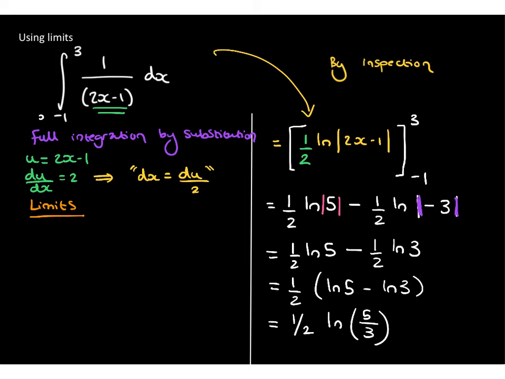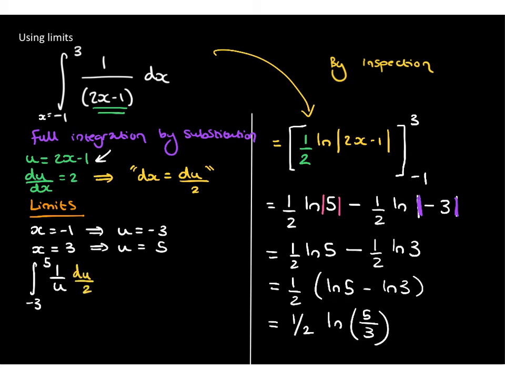So at the moment these limits are in terms of x. So if x equals -1, this gives me u equals -3. Remember, I'm substituting into this result here. If x equals 3, this gives me u equals 5. So my integral now becomes the integral between -3 and 5 of 1 over u. And then, of course, we need this part here as well. Pull out the factor of a half, and then we just have the integral of 1 over u between -3 and 5. And we then get a half ln mod u between 5 and -3, our limits, -3 and 5, lower limit, upper limit.